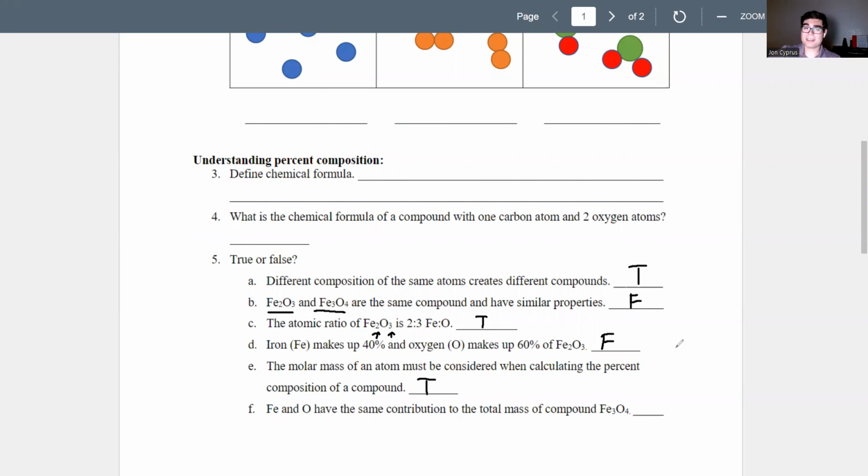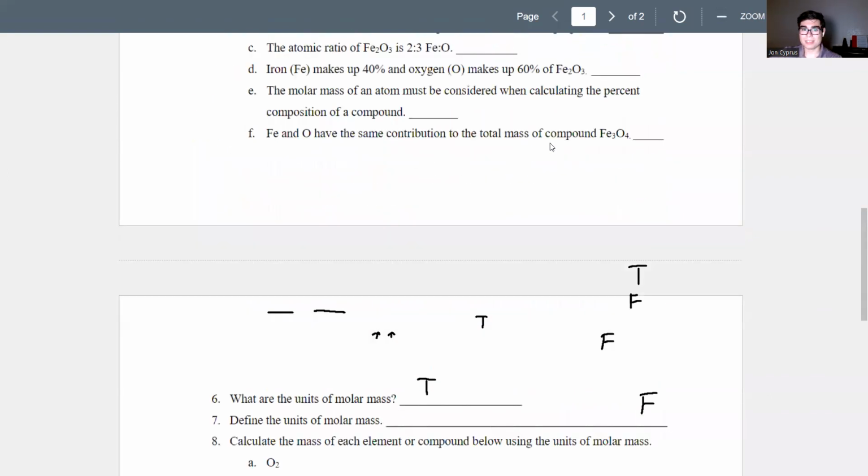Last one, it says Fe and O have the same contribution to the total mass. Fe3O4. So again, they don't. If you add them up, iron weighs a lot more in total. So you can do the math. Add them up on your periodic table. The oxygens add up to 64 and the iron is going to be like 170 or something. Okay, that is it for 5.